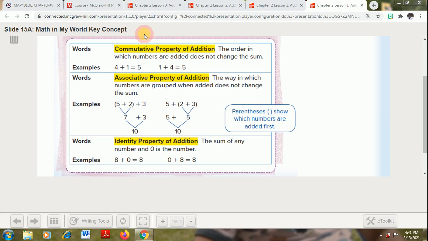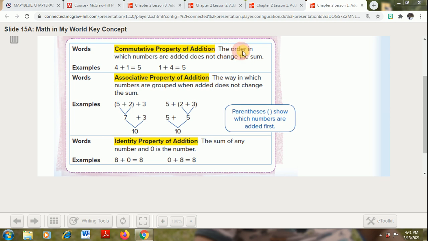In this opportunity, I will explain about the three properties of addition. When we talk about addition, we need to know that there are three properties: the commutative property of addition, the associative property of addition, and the identity property of addition. So, what is the commutative property of addition?